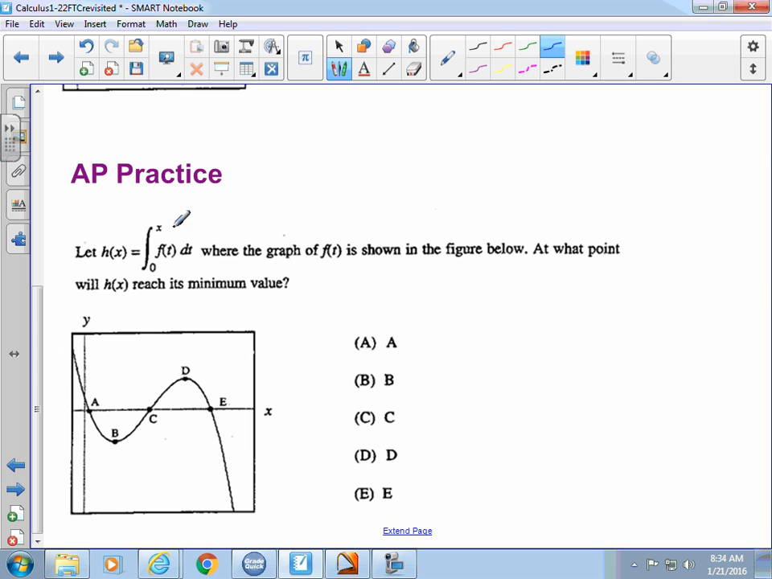Let h of x be the integral from 0 to x of f of t dt, where the graph of f of t is shown in the figure below. At what point will h of x reach its minimum value? So don't say anything. Everyone get an answer. Don't say it out loud yet.